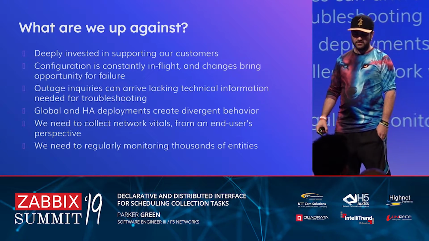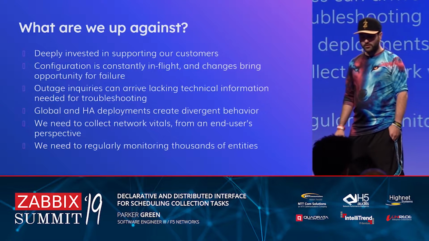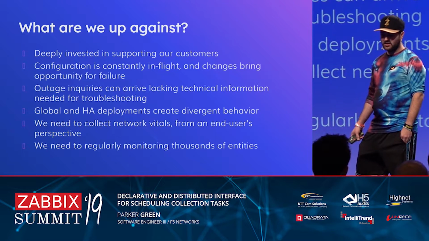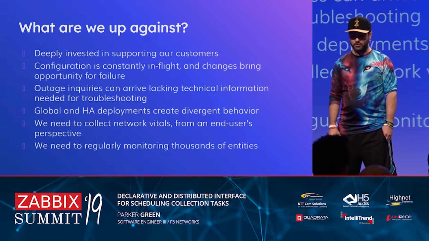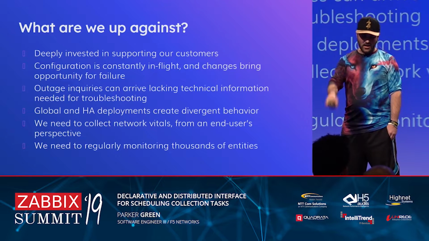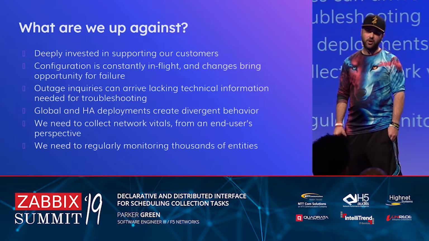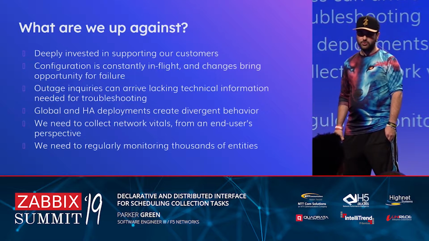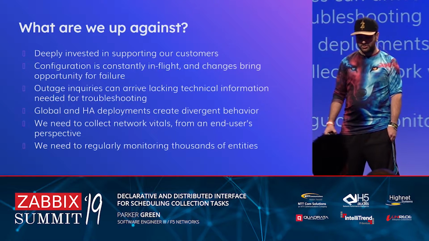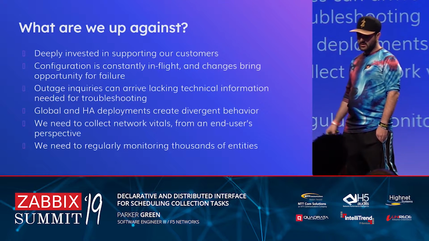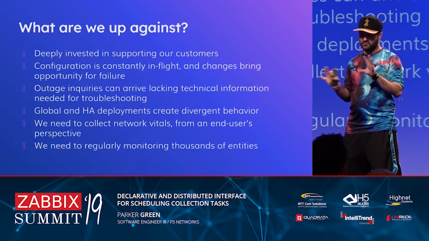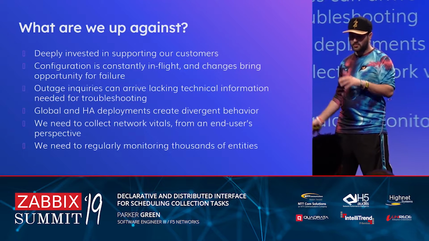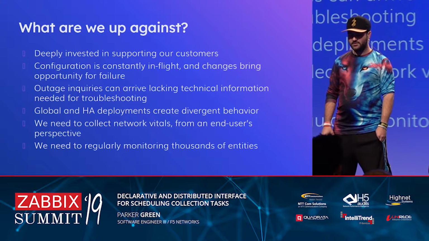So what we're up against: we're deeply invested in our customer support. Our configuration is constantly in flight, and that brings opportunities for failure. Outage inquiries can arrive at our NOC or our SOC lacking technical information that we need to troubleshoot and resolve the issue. And our global HA deployments create kind of divergent behavior, where traffic in the US can go to a different place versus Europe. So we need to keep that in mind.